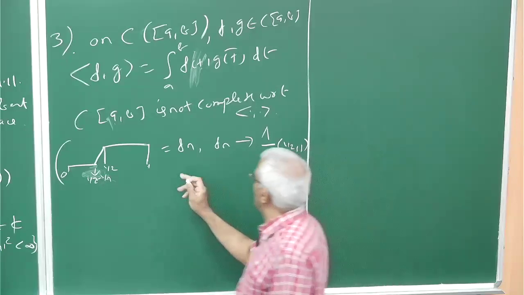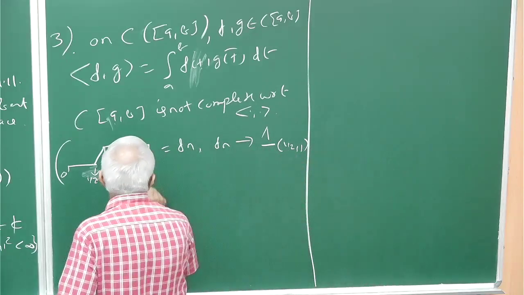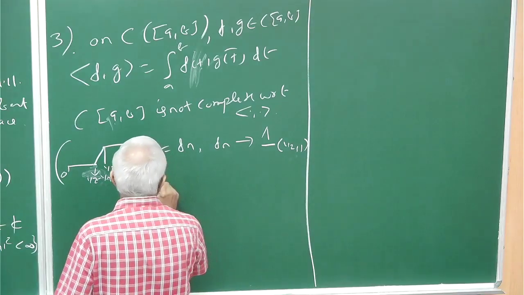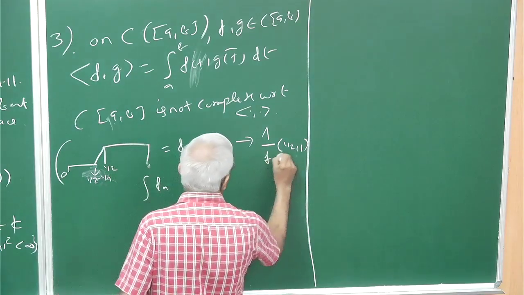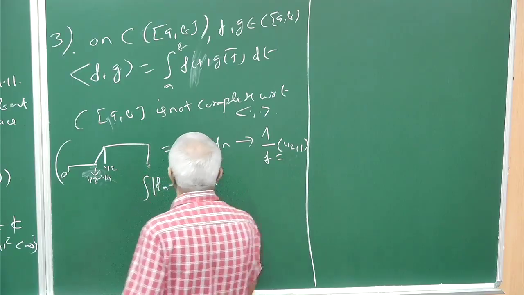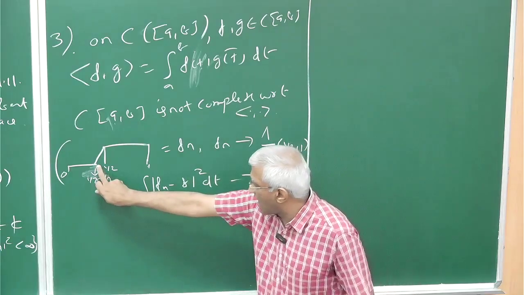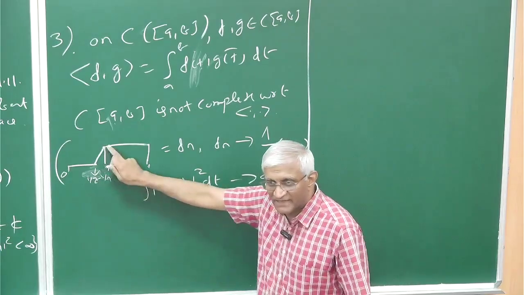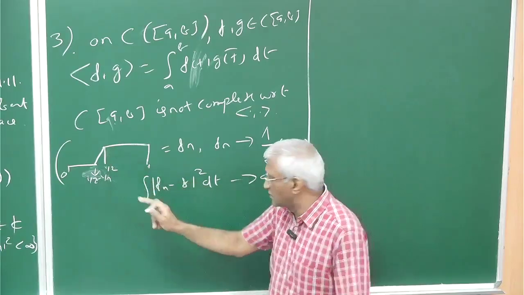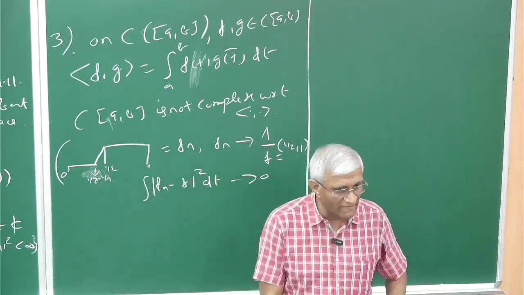So in what sense will it converge? It will converge in this norm. If you take the integral of |f_n minus f| squared dt, this will go to 0. It will be just 1 by n times a value which is less than 1, so this integral will be less than 1 by n squared, which will go to 0. You can calculate it.